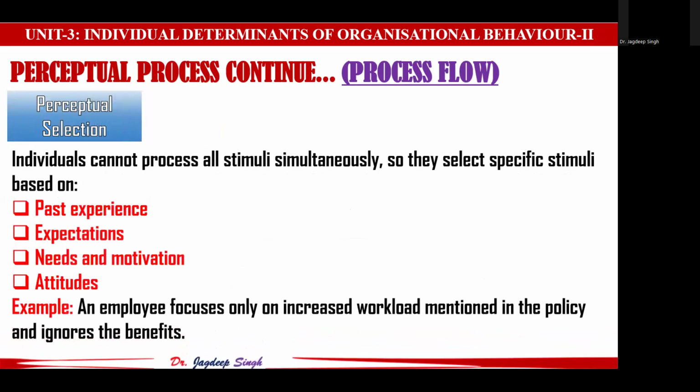Third one is perceptual selection. Individuals cannot process all stimuli simultaneously. So they select specific stimuli based on past experiences, expectations, needs and motivation, and attitudes. For example, an employee focuses only on the increased workload mentioned in the policy and ignores the benefits. They don't understand or they normally ignore the benefits.